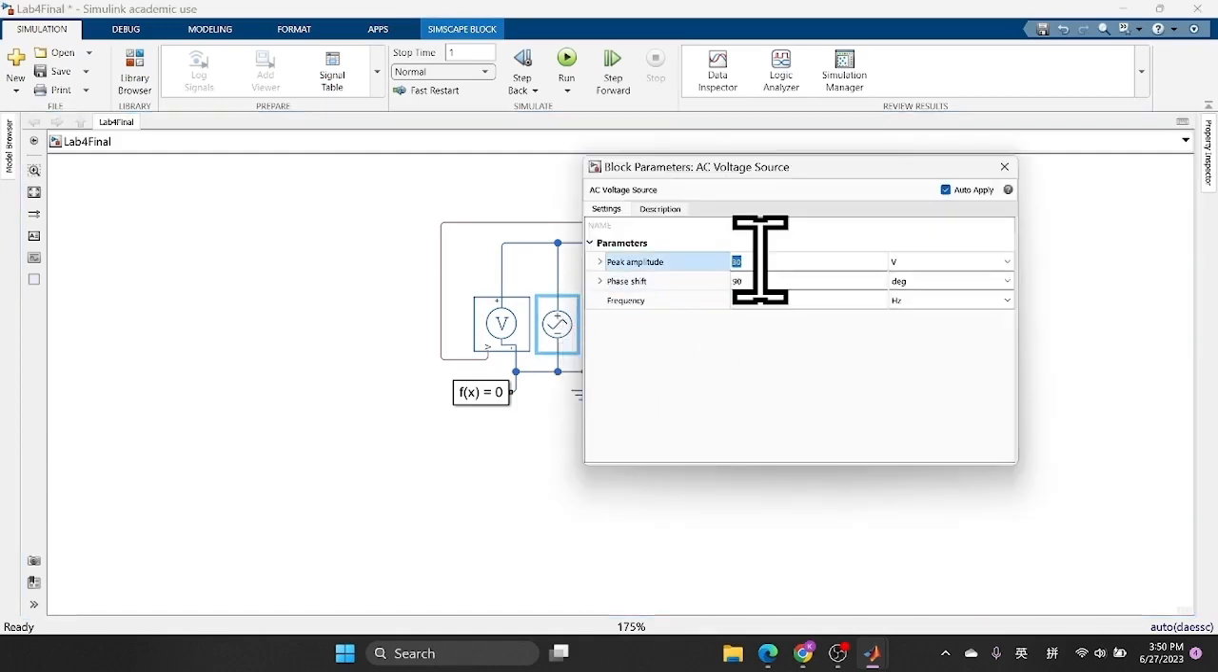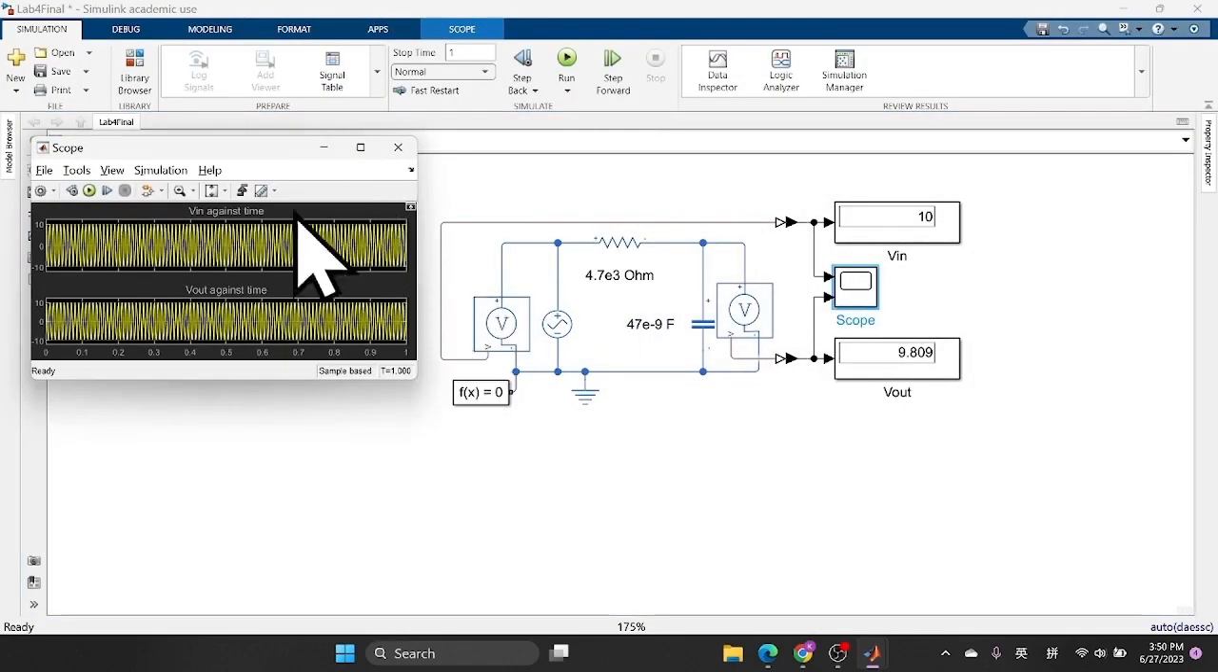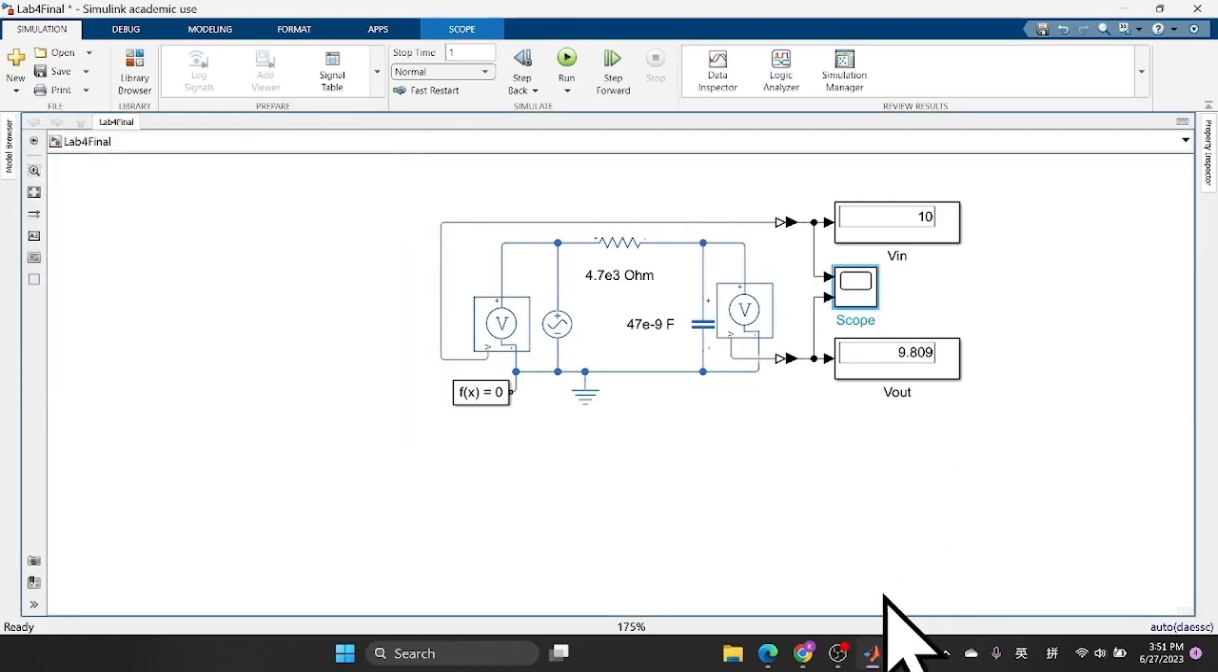Another thing is if we change the frequency to 100, the graph will show 100 oscillations in 1 second, but the amplitude is still the same. It only changes the frequency of V in and V out, becoming 100 complete oscillations in 1 second. Okay, that's all from me.